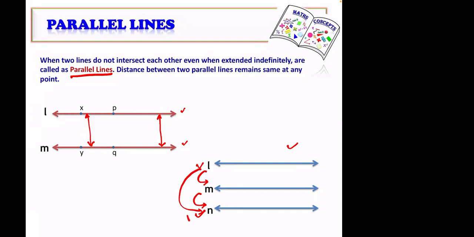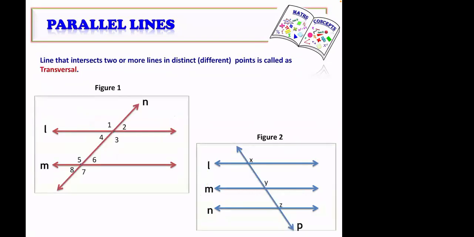Okay, understood the concept of parallel lines? Yes, ma'am. Okay, it's pretty simple. It's not difficult at all. Lines are either intersecting or parallel. If they are not intersecting, they have to be parallel. If they are not parallel, then they will definitely intersect each other at some point if extended.